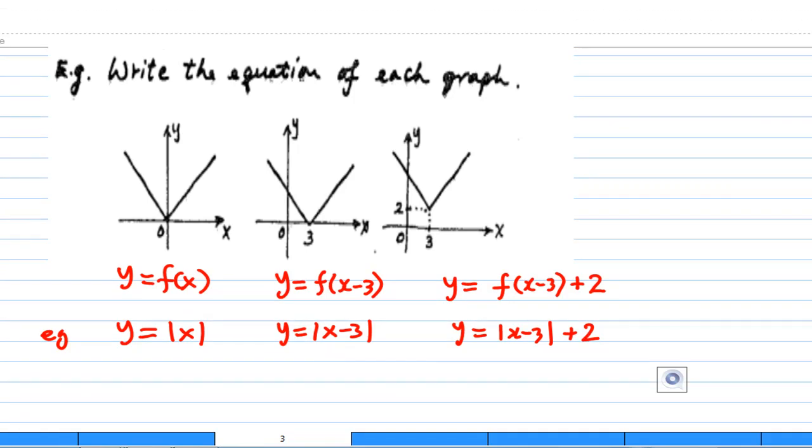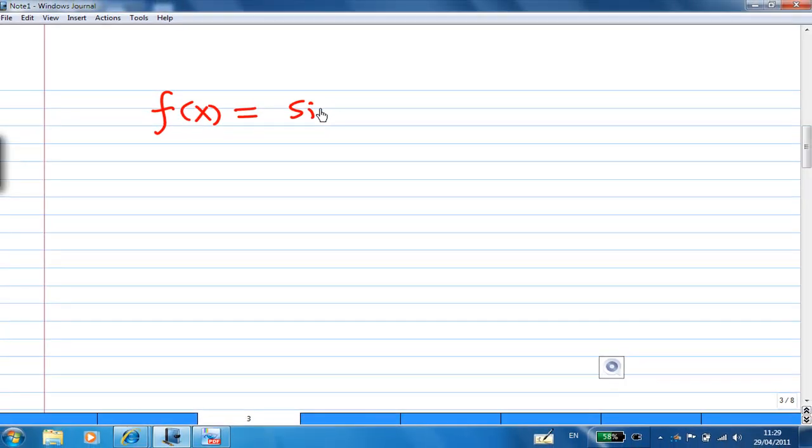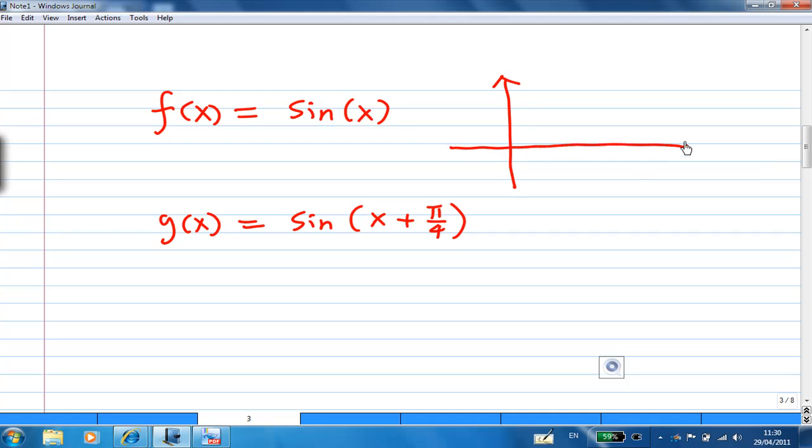So let me give you another illustration. If you have f of x equal to sine x. Now what happens if I change the equation, say g of x equal to sine of x plus pi over 4? Then we know that the sine curve looks like this, a standard sine curve from 0 to 2 pi.